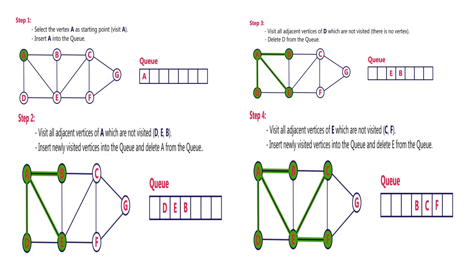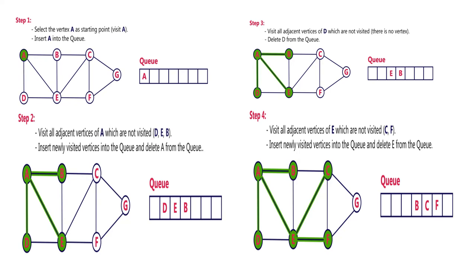Now, we have to check if there is any more non-visited vertex from A. No. All the vertices from A have been visited, that is B, E, D. Now, we have to remove the vertex A from the queue. Now, the same process has to be repeated for all the other vertices. For the vertex D, we have to check, is there any other unvisited vertex? No. From D, A and E have already been visited. So, we delete the vertex D from the queue.